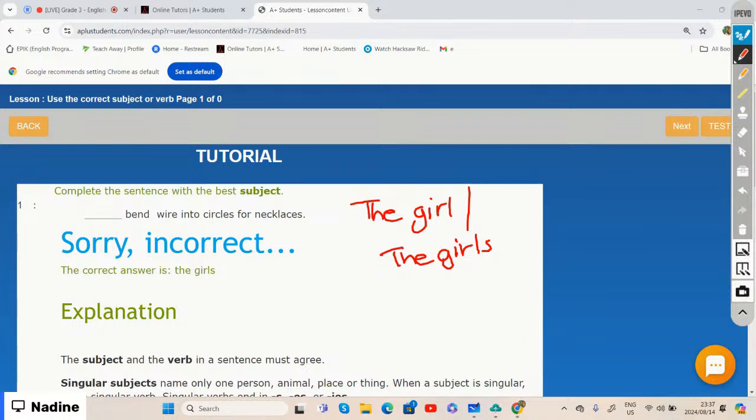And if we were to choose the correct subject, especially if we look at this word bend, it does not end with an s, es or ies. So we can say the girls bend wire into circles for necklaces, meaning that's more than one person. So we need to look at our verb and see if our verb is in agreement with either it being singular or plural. So the girls is correct.